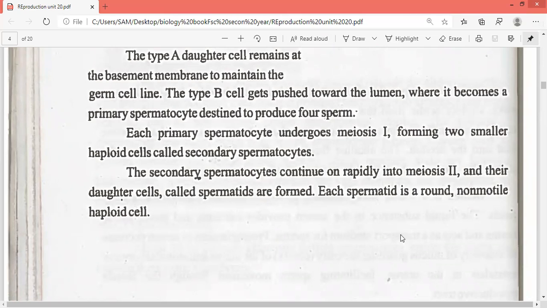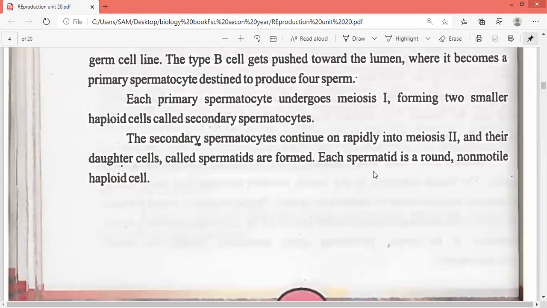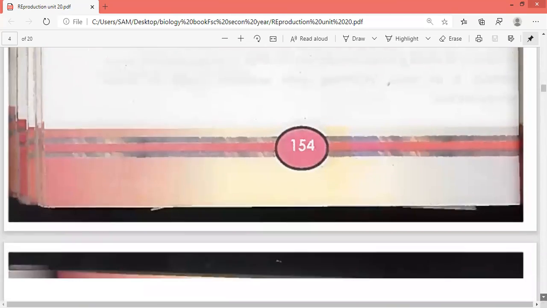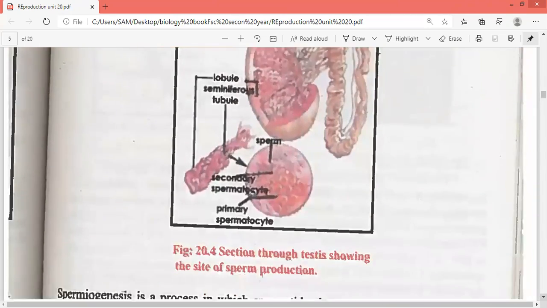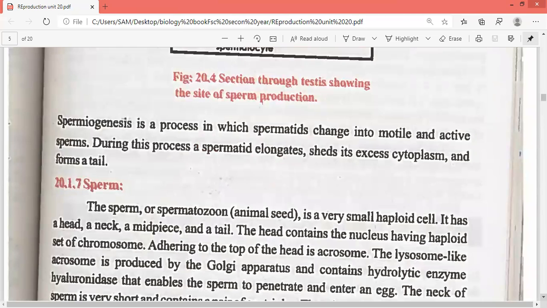Each spermatid is a round non-motile haploid cell. Usually it is framed as a question whether the spermatid is motile or immotile. It is non-motile. Actually the sperm is motile, right? Spermatogenesis is a process in which spermatids change into the motile and active sperm.